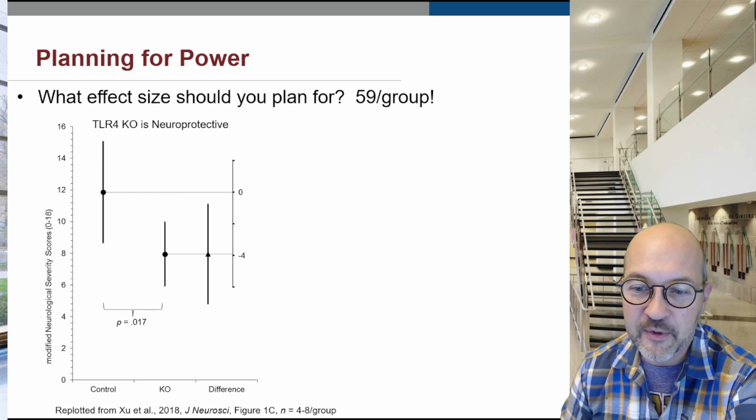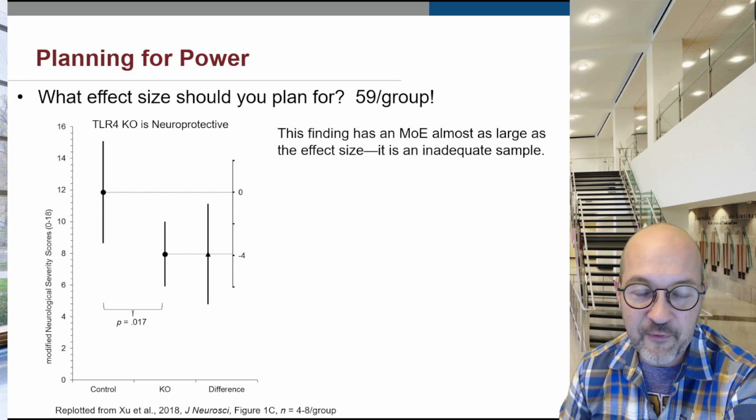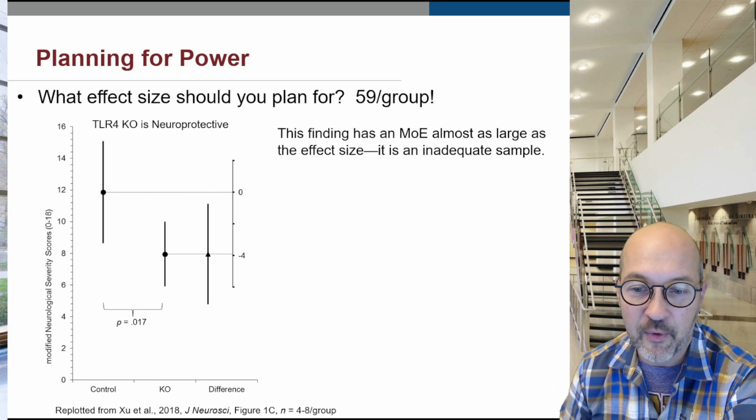Go back and look at the original results. We note that the benefit of the knockout is about 4 points. That's the signal. But the margin of error in this study is 3.5 points. That's the noise. This study is statistically significant, but it's very noisy. That's what we mean when we say that a study is underpowered or has an inadequate sample.